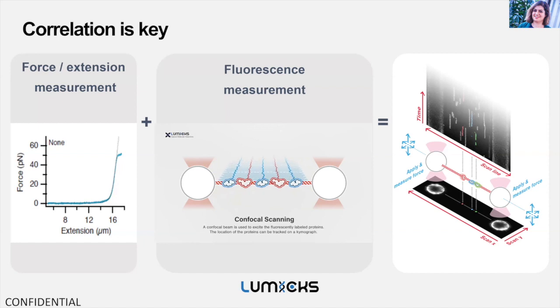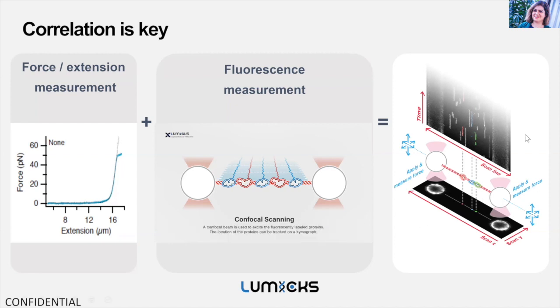As I mentioned, the key thing here is correlation between force spectroscopy and fluorescence imaging, where at the same time that you're doing the fluorescent imaging, you can also either measure forces that are involved in a specific experiment that you're interested in, or, as I mentioned, you can manipulate and trigger these biological reactions by applying force or changing the tension on the DNA that is attached to the bead.